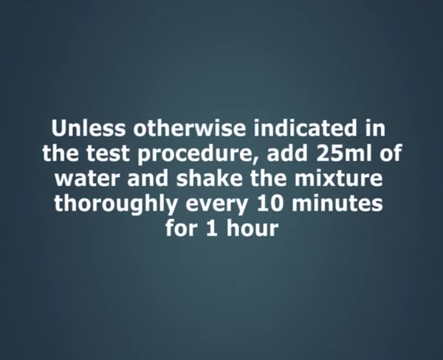Unless otherwise indicated in the test procedure, add 25 ml of water and shake the mixture thoroughly every 10 minutes for 1 hour. Allow to stand for 3 hours at room temperature or as specified. Measure the volume in milliliters occupied by the herbal material, including any sticky mucilage. Calculate the mean value of the individual determinations related to 1 gram of the herbal material.